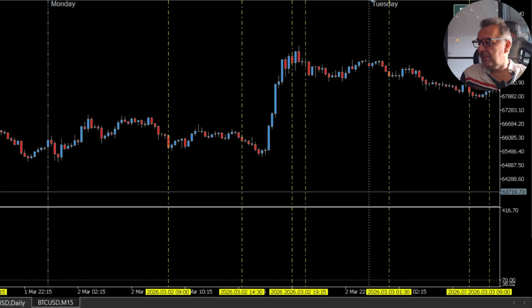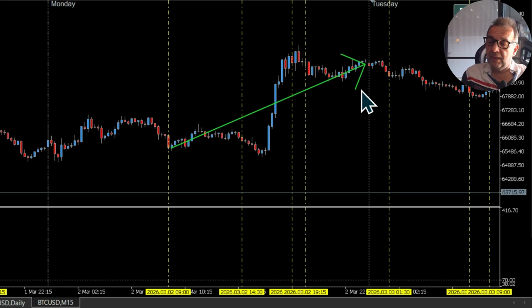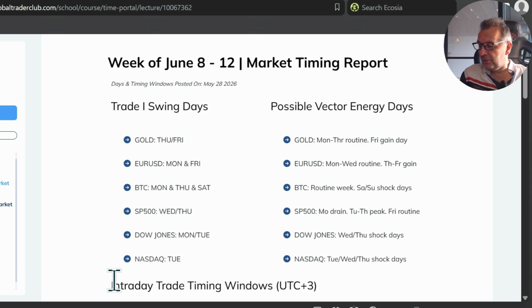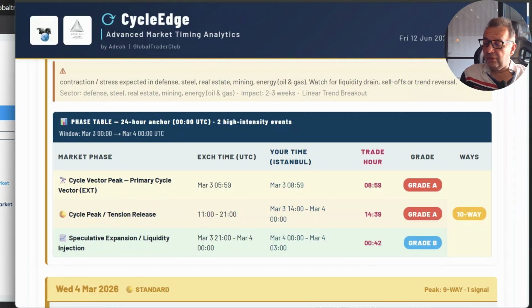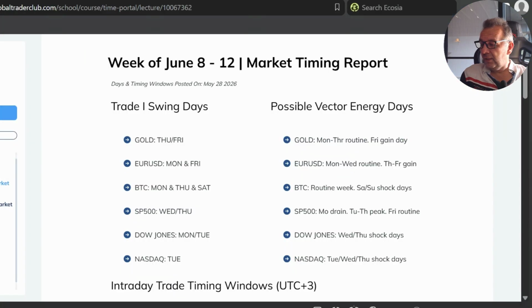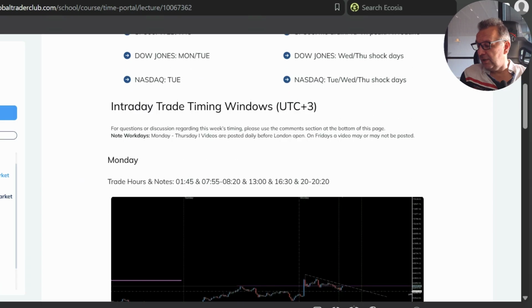So the market pretty much moved from there to midnight there, and that's a new bar opening. Now remember here, this is probably coming from my manual calculation in the Global Trader Club members area. That was March, right? So the 3rd of March. Here is the 3rd of March. Let me go to the archive. 3rd of March.